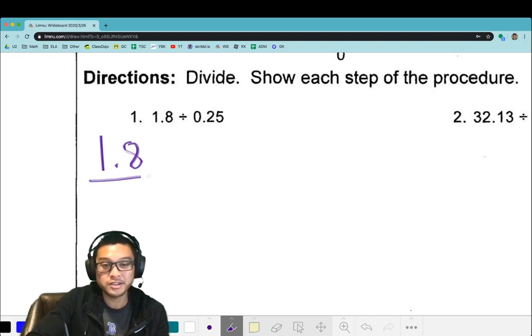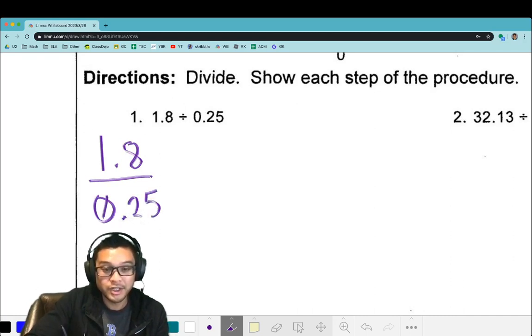So we have 1 and 8 tenths on the top, and we're going to divide by 25 hundredths on the bottom. Okay, so notice, we need to move the decimal point 2 times over. Okay, which means we're multiplying times not 10, not 1,000, but multiplying times 100 because 2 zeros means 2 times over. Okay, so we're going to do the same thing up here, times 100.